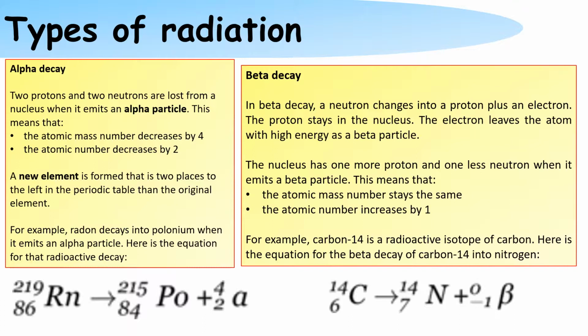In beta decay, a neutron changes into a proton plus an electron. The proton stays in the nucleus and the electron leaves the atom as a high-energy electron. The nucleus has one more proton but one less neutron when it emits a beta particle. This means that the atomic mass stays the same, however the atomic number increases by 1.